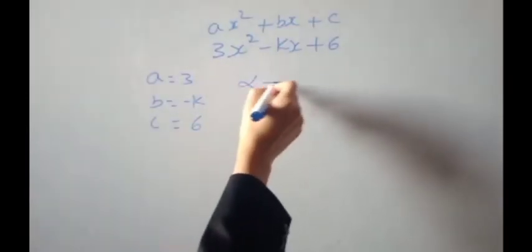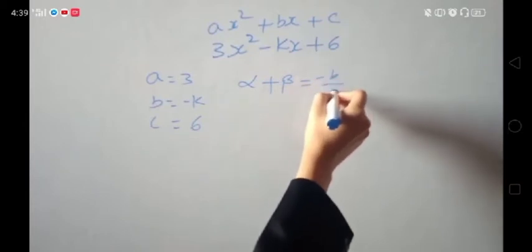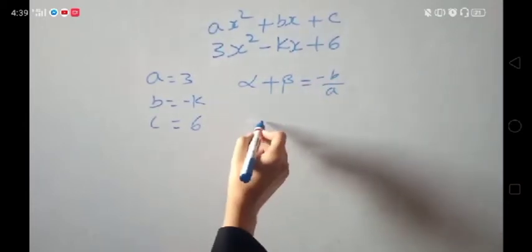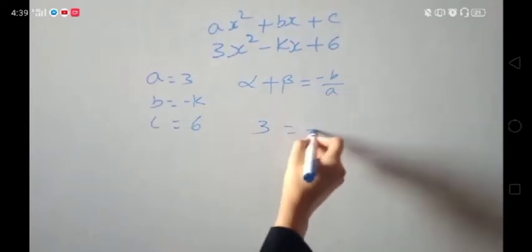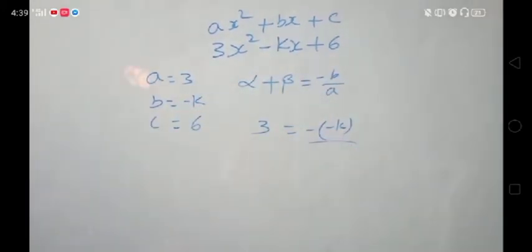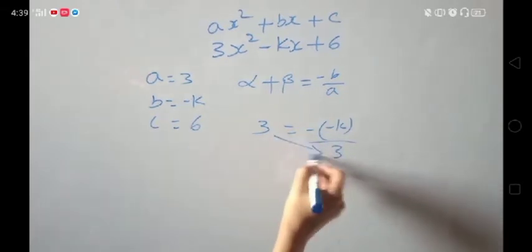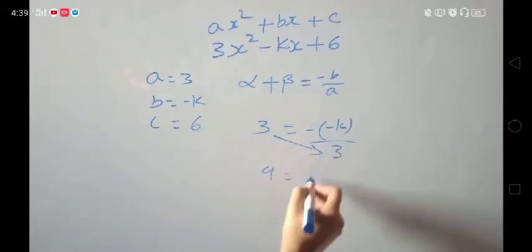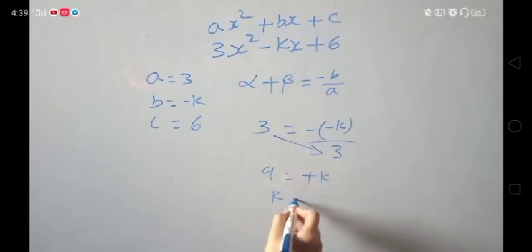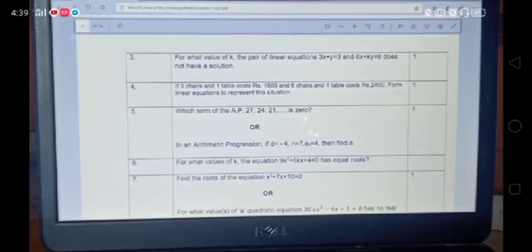So the sum of zeros is given. Sum of zeros means alpha plus beta, and the formula is minus b by a. So alpha plus beta, the sum of zeros, is 3, which is equal to minus k divided by 3. By cross multiplication, 3 times 3 is 9, equal to minus into minus, plus k. So the k value is 9. Here the k value is 9. So next, come to the third question.